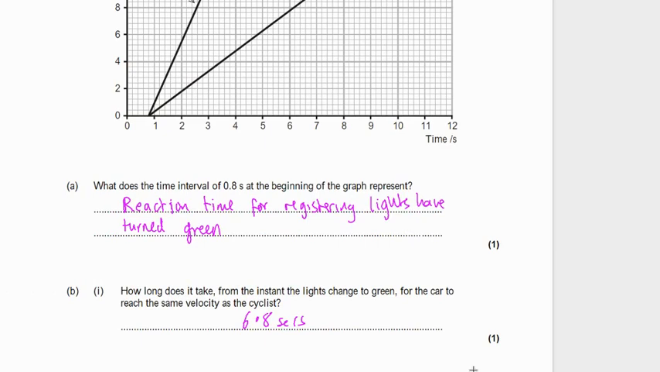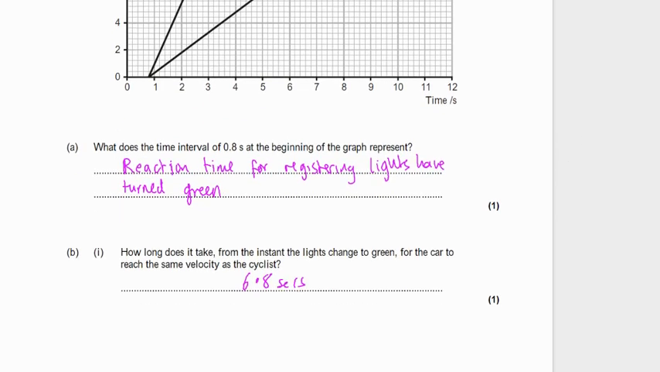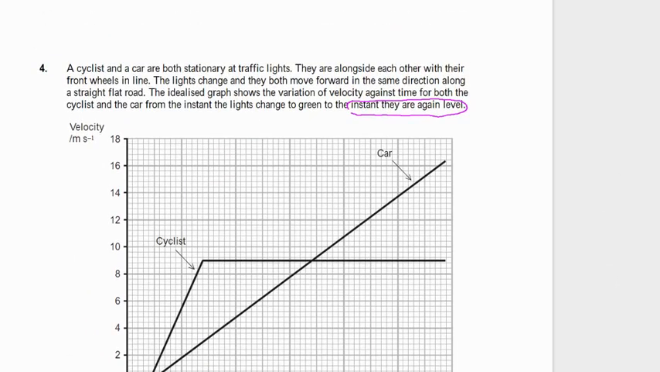So how long does it take, from the instant the light changes to green, for the car to reach the same velocity as the cyclist? Same velocity as the cyclist, there we go, around about 6.8 seconds. And the other thing to note is that this graph shows up to around about 11.8 seconds, and that is the instant they are level again.